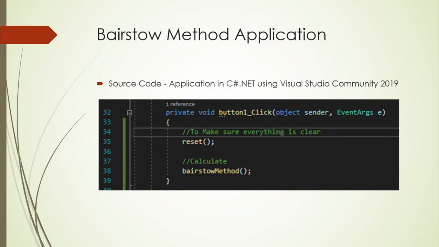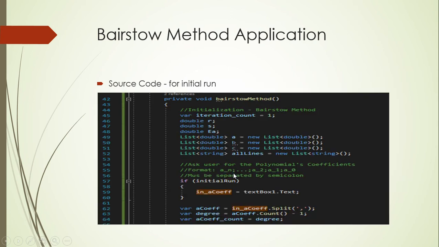So let's discuss the source code. We developed this console application in C#.NET using Visual Studio Community 2019. We start the program by calling a method that we created, which is the Bairstow method. For the initial run, the program will ask to input the coefficients of the polynomial we want to solve. This must come in the format of an, an minus 1, an minus 2, and so on and so forth, down to a1 and a0.